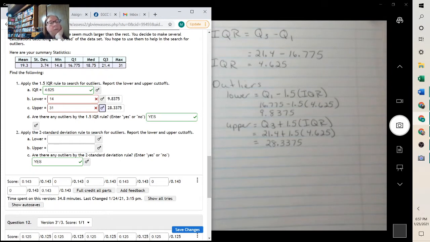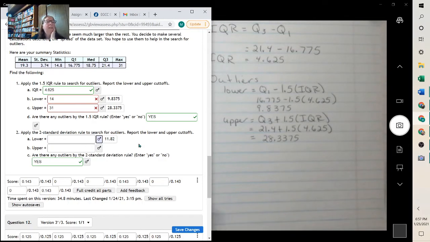Now this other rule, the 2 standard deviation rule, it's exactly what it means. You multiply by 2 standard deviations. But instead of using the quartiles, I think you use the mean. I think 19.3 minus 2 times 10.